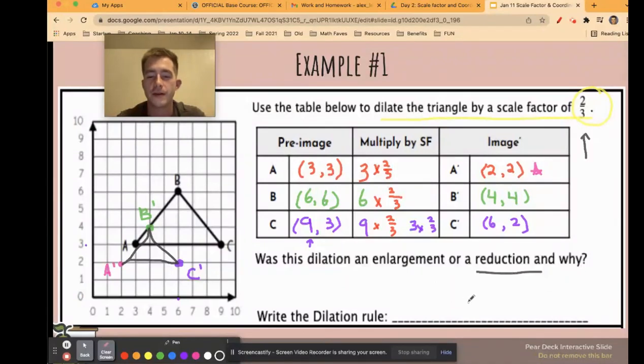All right, why was it a reduction? Because the shape got smaller.